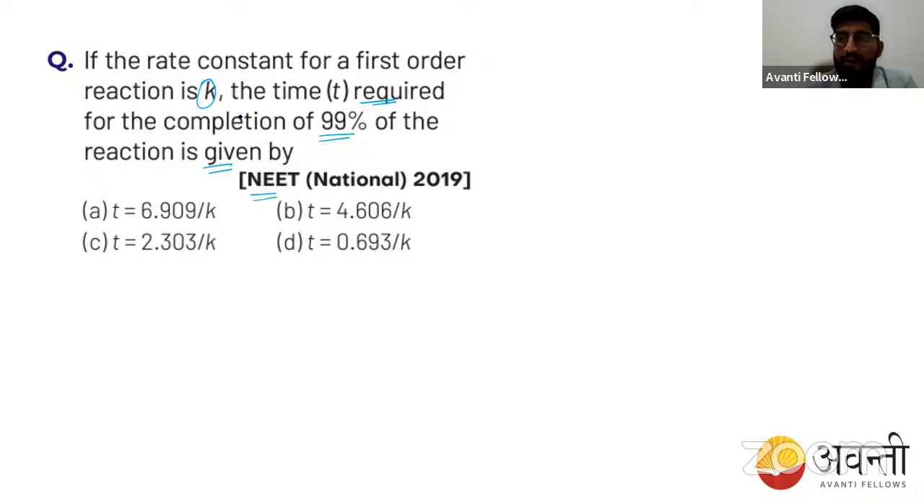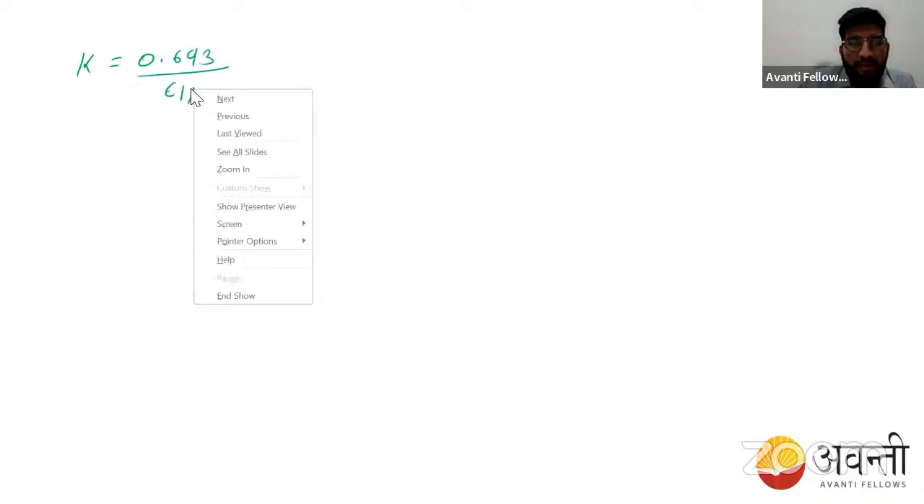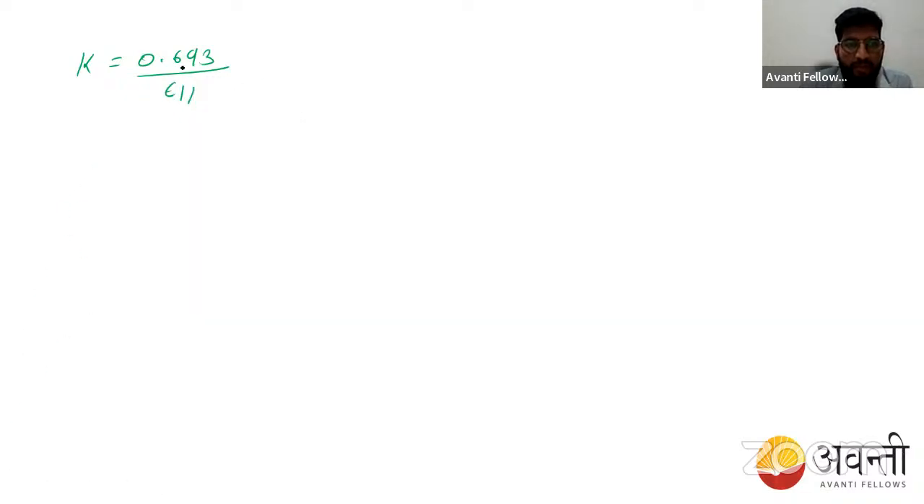So let's try to solve the question. What they have told us is that this is a first order reaction. Which order reaction? This is a first order reaction. So for first order reaction, we know that K is equal to 0.693 by T half. So this is for first order reaction.